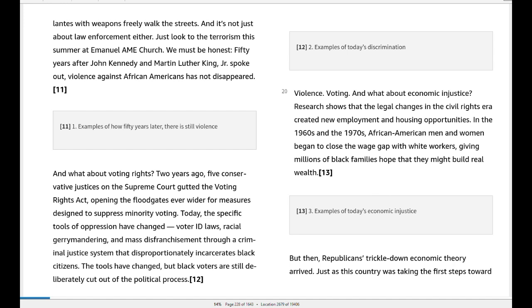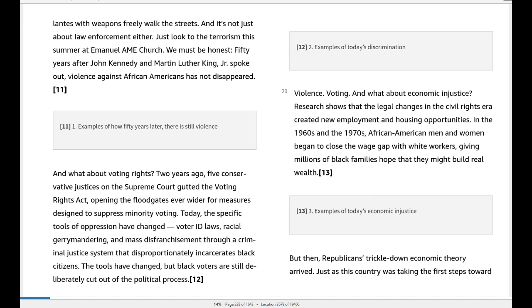And what about voting rights? 2 years ago, 5 conservative justices on the Supreme Court gutted the Voting Rights Act, opening the floodgates ever wider for measures designed to suppress minority voting. Today, the specific tools of oppression have changed. Voter ID laws, racial gerrymandering, and mass disenfranchisement through the criminal justice system that disproportionately incarcerates Black citizens. The tools have changed, but Black voters are still deliberately cut out of the political process.